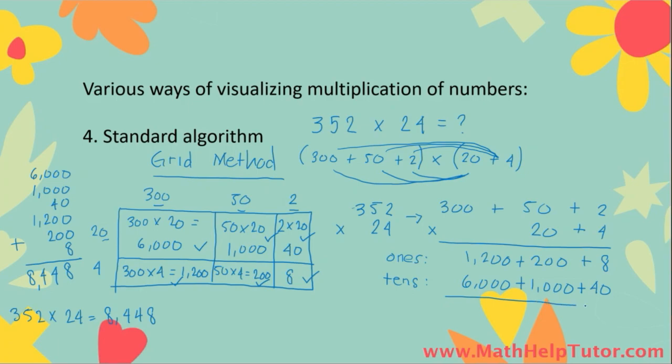So adding all these numbers together, we have 6,000, this one, plus 1,000, this one. We have 40, this one. We have 8, this one. 200 and 1,200, this is 1,200 and 200. So we did the addition already, so no need to recompute. And based on the addition we did a while ago, we know that the answer is 8,448. It's 8,448, which again is the answer to our question 352 times 24.